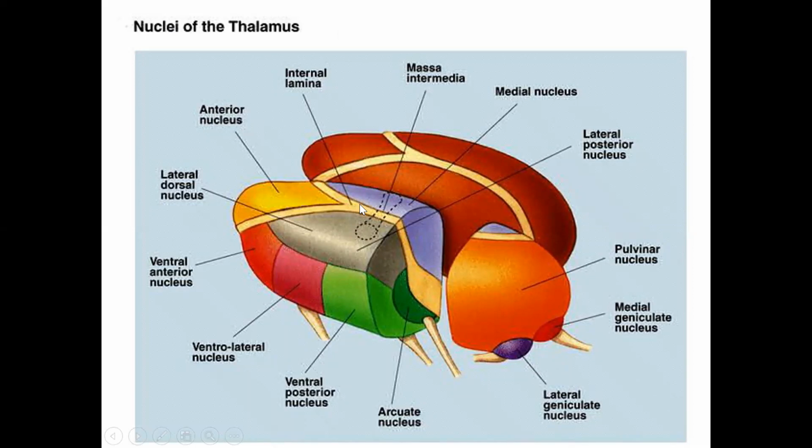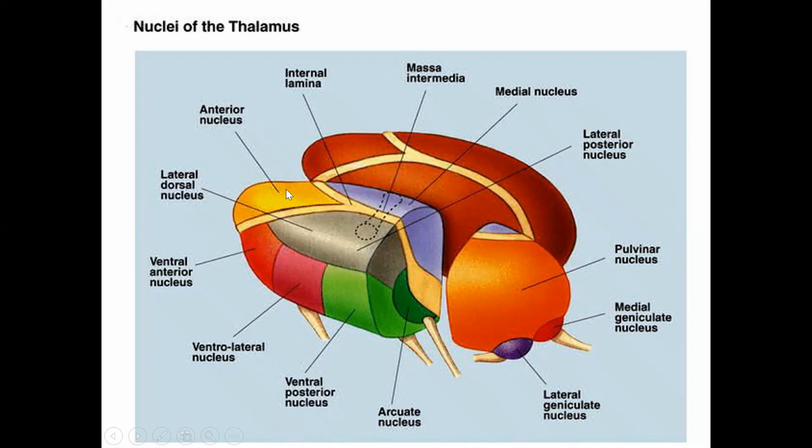So the nuclei, which is also called the neuroanatomical classification of the nuclei. This is one thalamus, and this one is the opposite thalamus, which are connected by one connection that is called the massa intermedia. And this is called the internal medullary lamina. That lamina separates out different groups of nuclei: the anterior nuclei, medial nuclei, lateral nuclei, and the medial group of nuclei.